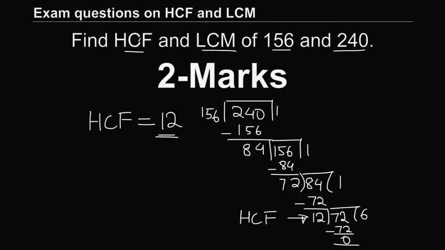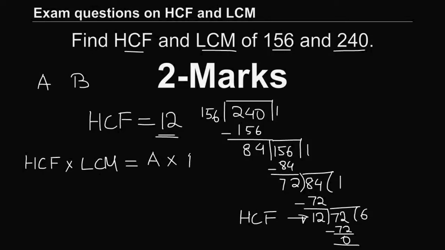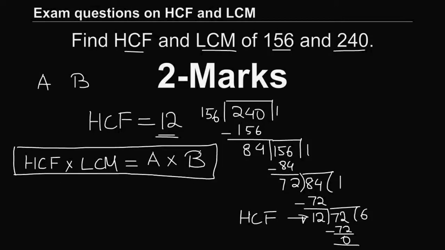So how do we find the LCM? This is a very important thing that you must keep in mind: HCF multiplied by LCM. When we have two numbers given, if the two numbers are A and B, then the HCF of A and B multiplied by the LCM of A and B, this product, always is equal to A times B. You must remember this, because this is what we are going to use to solve this particular question. After we have found the HCF, we are going to use this to find the LCM.